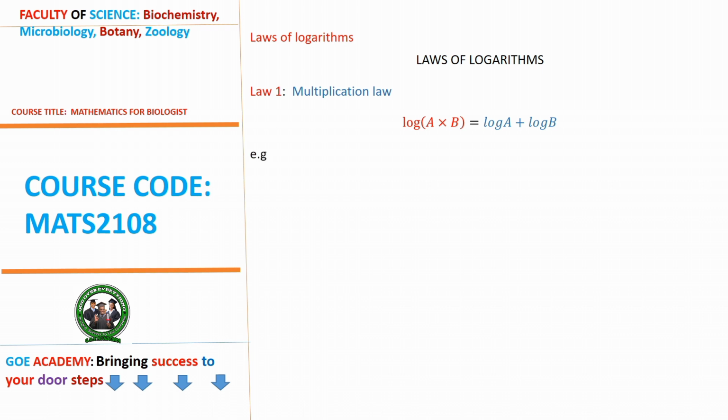So let's look at this example for better understanding. If we have log of 3 times 4, then we simply have the log of 3 plus the log of 4. That's all. Law 2, we have the law of division.